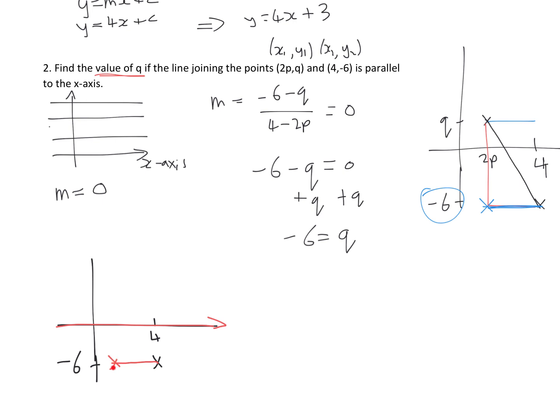But what do we know at this point? We know the x value is called 2p. And the y value is called q. Now, I want to put the q here, but the minus 6 is here. The q is minus 6, the q has to be flat. So the q has to be minus 6 in order to make this flat. It has to be flat because it has to be parallel to the x-axis. So q is minus 6.